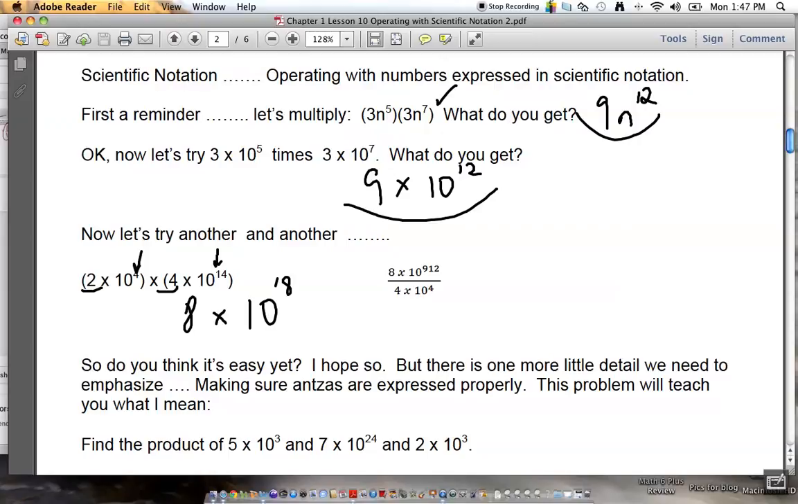Okay, good. Now, let's do the division one. What's 8 divided by 4? 2 times 10 to the, well, that's a big number. 912 take away 4 is? 908. That's a lot of zeros. 908. Everything we just did, the quiz, the do it, this, I think you should be comfortable with. I think you should look at it and feel like, I can process this, I can get it done.